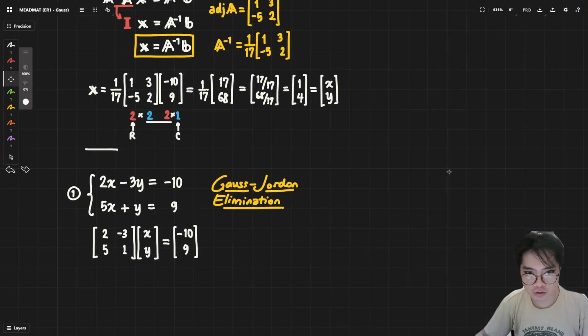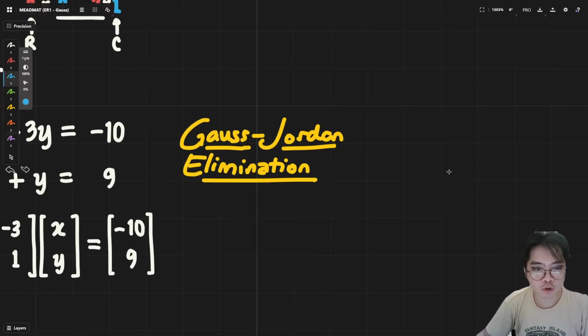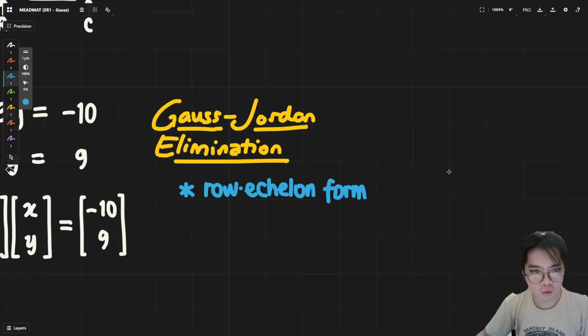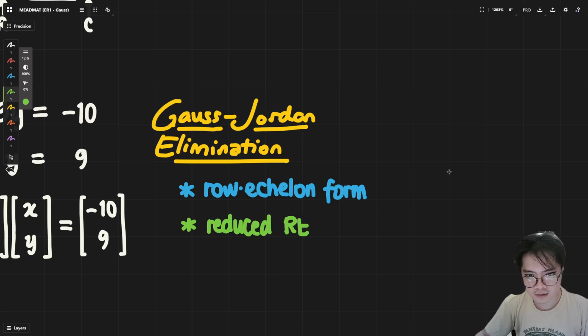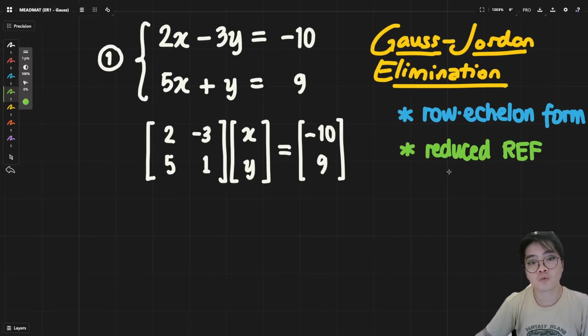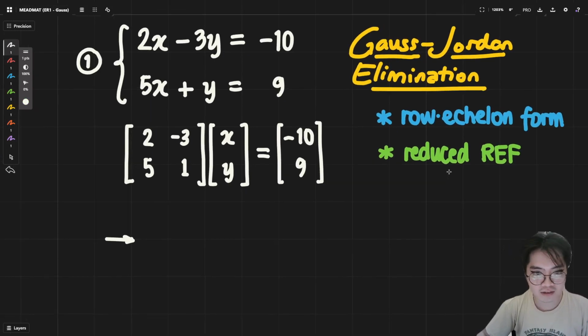What do you mean is easy to read? Our two goals. Your goals are either number one, the row echelon form, or the other one, which is the reduced row echelon form, REF. And so now, how are we going to get there? We have to create what is called the augmented matrix. Augmented is changed. How do you change this? 2, -3, 5, and 1.